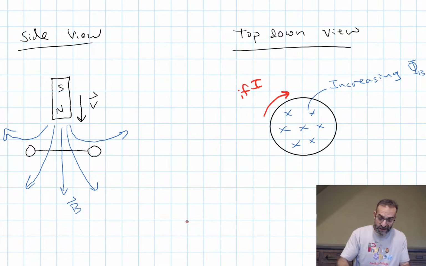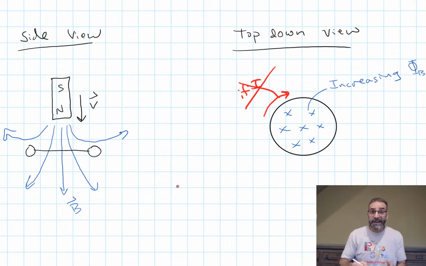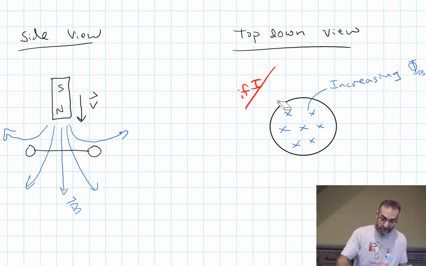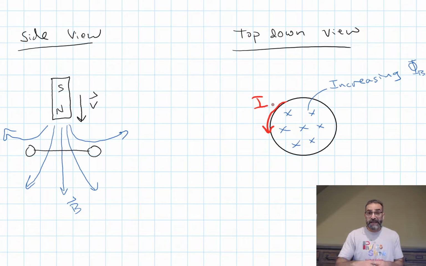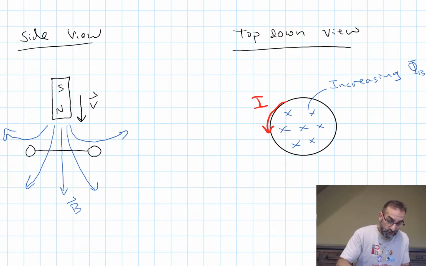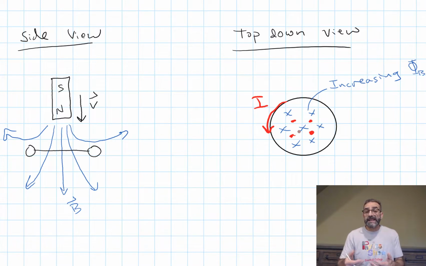And Lenz's law tells us that that is not what happens. It has to oppose the change. So the current has to flow in this direction. If it flows in this direction, it will create its own magnetic flux up through the middle of this loop, opposing the change that created it.